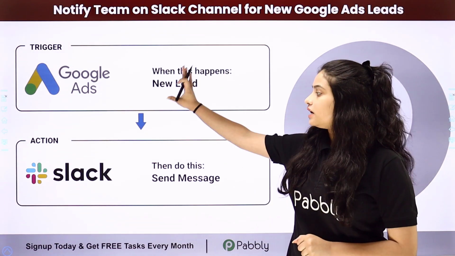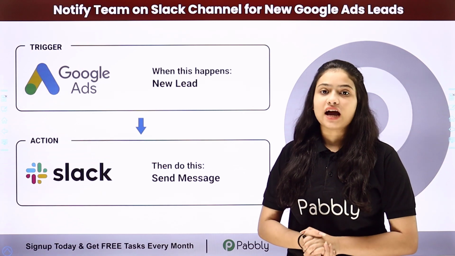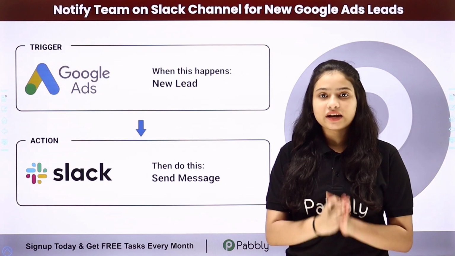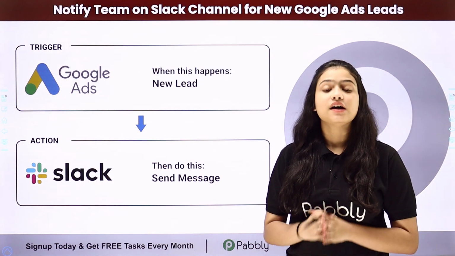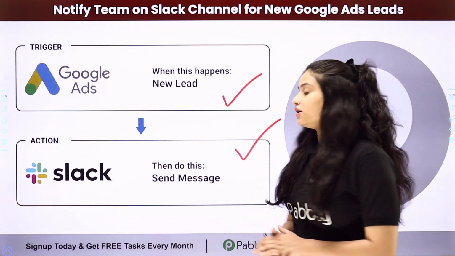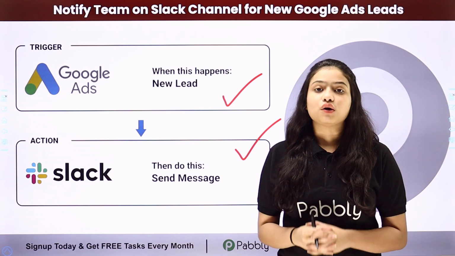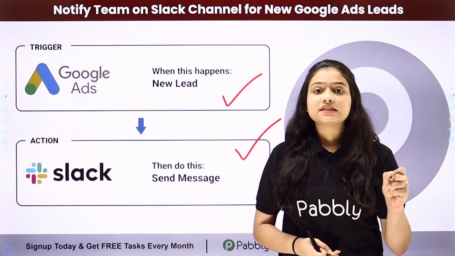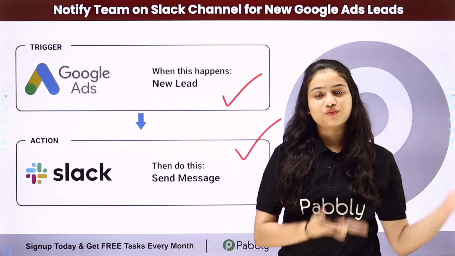For that we will have to integrate both these applications, and for that I am going to use an amazing automation and integration software, that is Pabbly Connect. So what we are going to do, we have Google Ads in our trigger and Slack in our action. So we will be connecting both of them in order to automate this entire process. And to learn this entire process step by step, let me take you all to my screen.